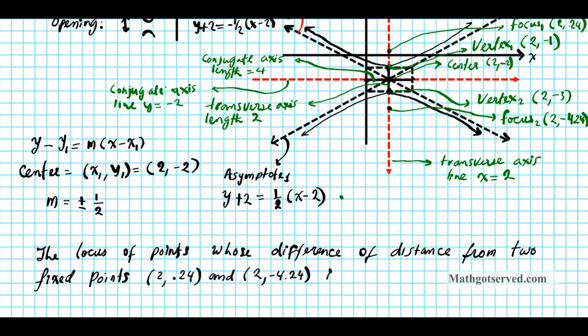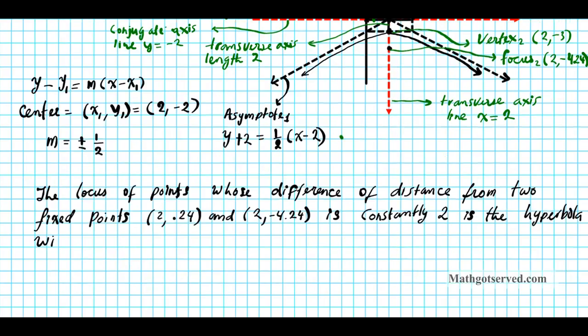The difference is constantly the length of the transverse axis, okay? It's constantly 2, is the hyperbola with the equation, and they write down the original equation, negative x squared plus 4y squared plus 4x plus 16y plus 8 equals 0. All right, so that's that.